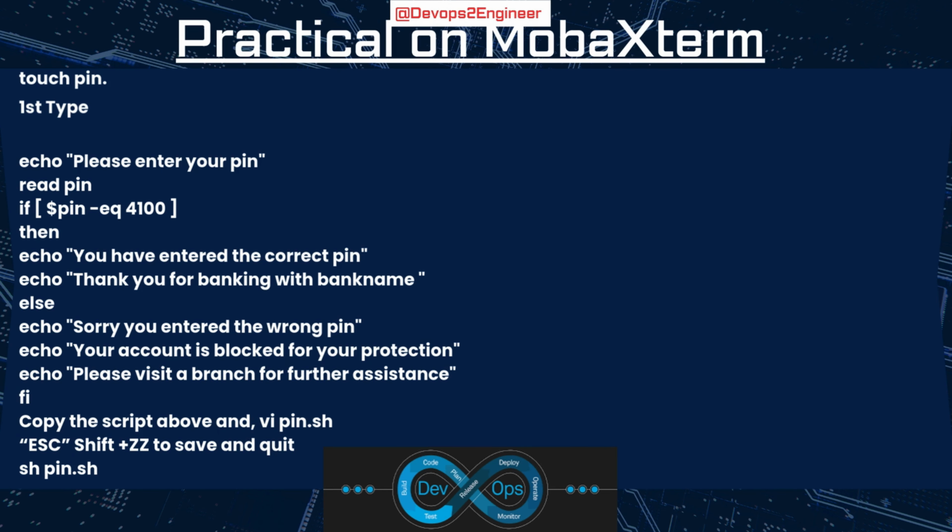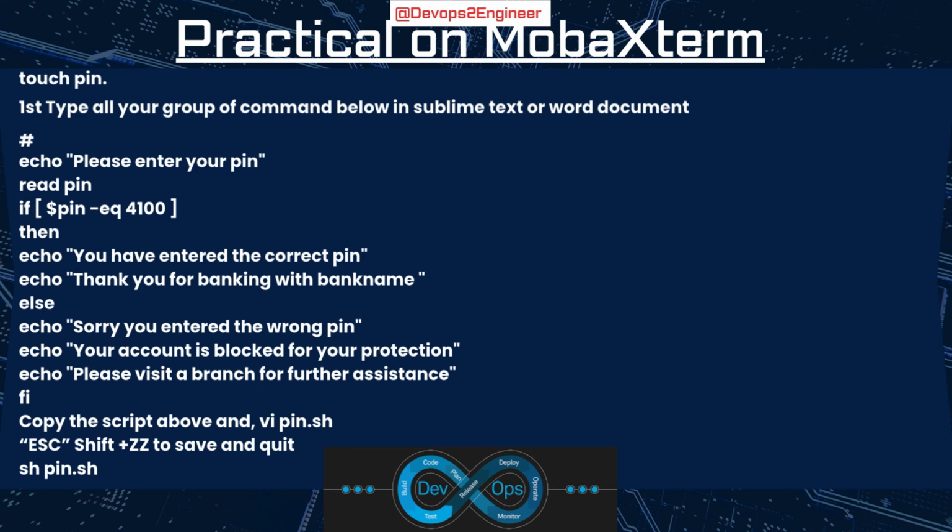So on MobaXterm, you're going to touch pin.sh. Then you're first going to write these groups of commands below in your Word document. This script will check the PIN entered is correct. Echo, please enter your PIN. Read PIN. If PIN is equal to 4000, or whatever PIN you included, then you've entered the correct PIN.